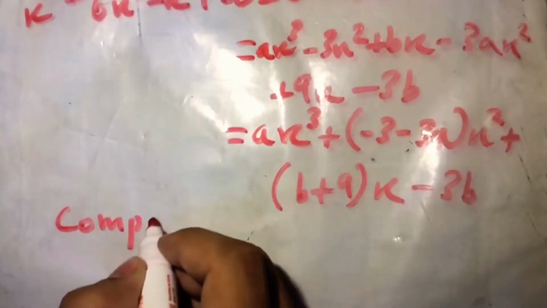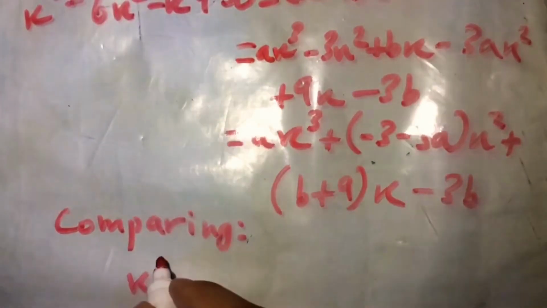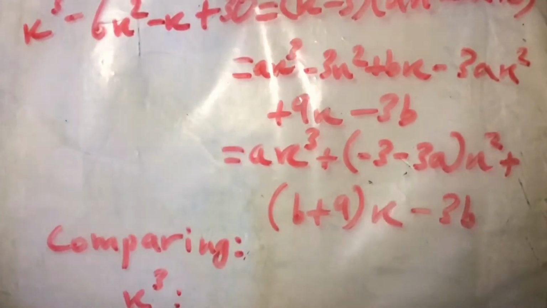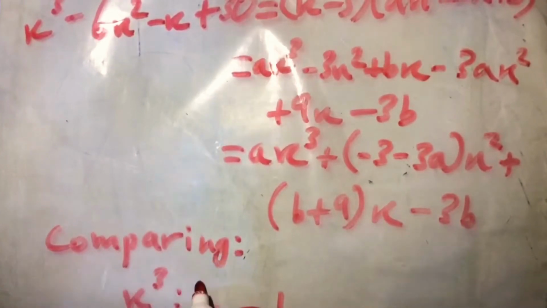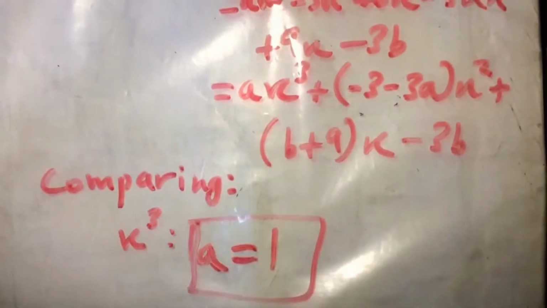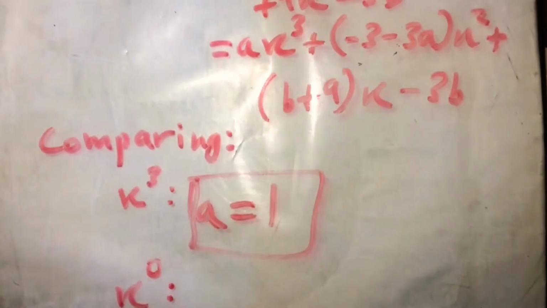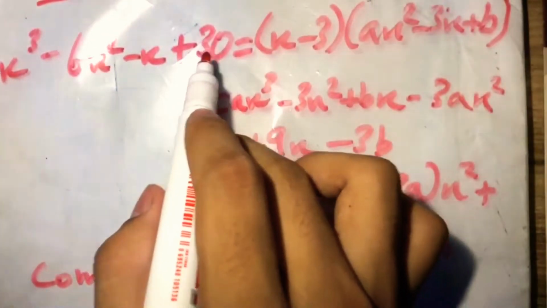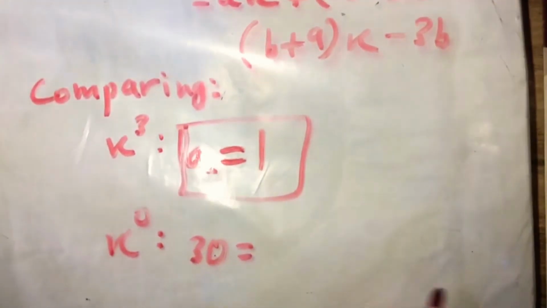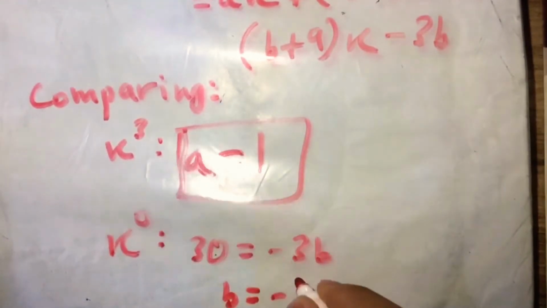So comparing first the coefficient of x cube. Here the coefficient is 1, here it's a, therefore a equals 1. Now for x to the power 0, here it's 30 and here it's minus 3b. 30 equals minus 3b, b equals minus 10.